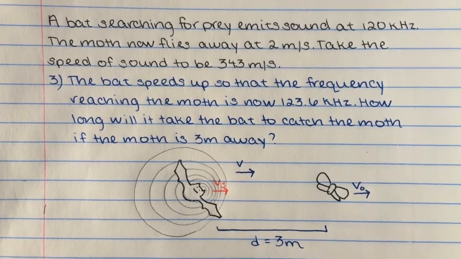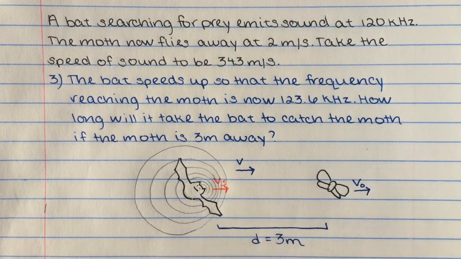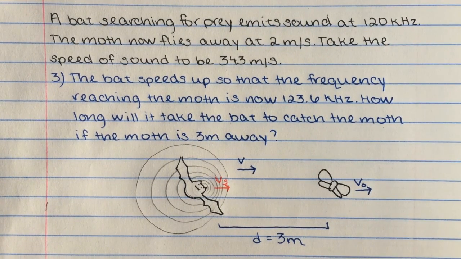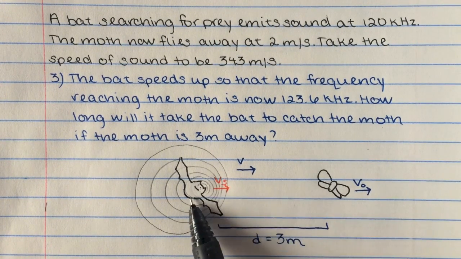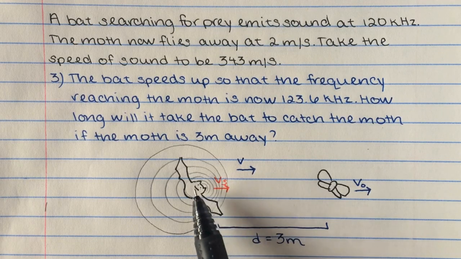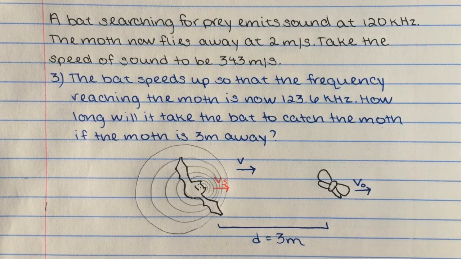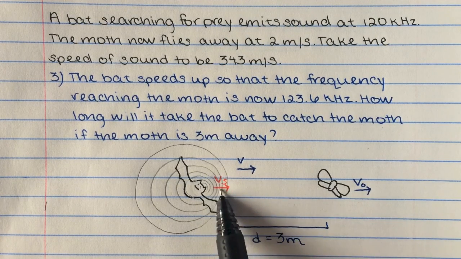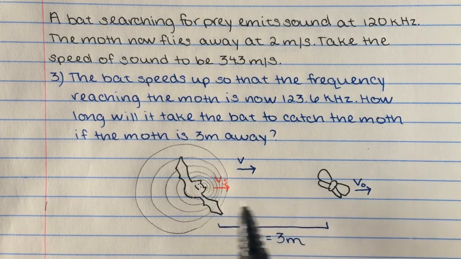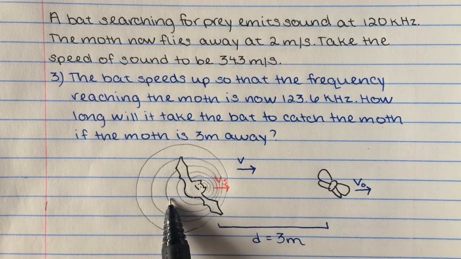The first thing I did, which you can see here, is draw a picture. We have our bat right here emitting sound waves, flying towards the moth, and the moth right here is flying away. Because the bat and the moth are moving, we see a Doppler effect. The sound waves right here are shorter in wavelength than the sound waves back here.